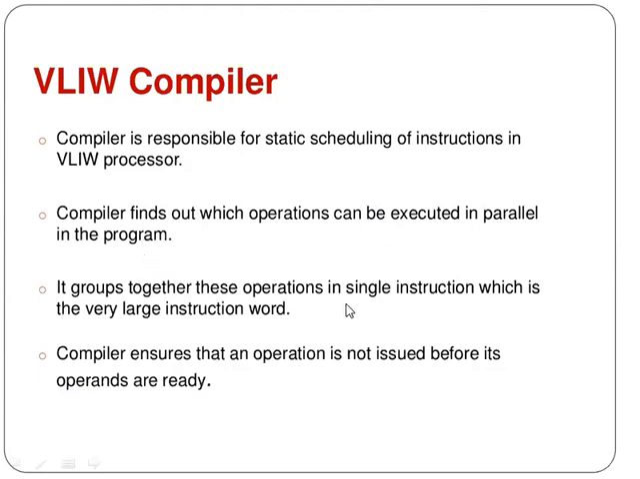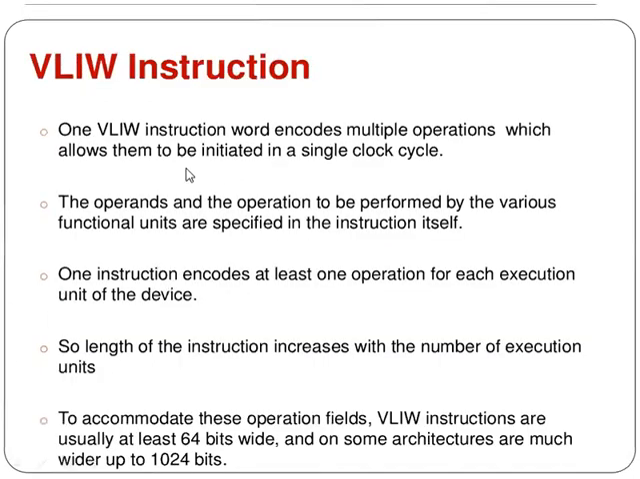It groups together these operations in a single instruction, which is a very large instruction. Okay. So compiler ensures that an operation is not issued before its operands are ready. ऑपरेंड रेडी नहीं हुआ उससे पहले ये नहीं होगा. So compiler की लॉजिक यहाँ पर बहुत important है. So one VLIW instruction word encodes multiple operations in a single instruction. मतलब कैसे ये encode कर सकते हैं? So various functional units यहाँ पर combined आपको मिल जाएगा.